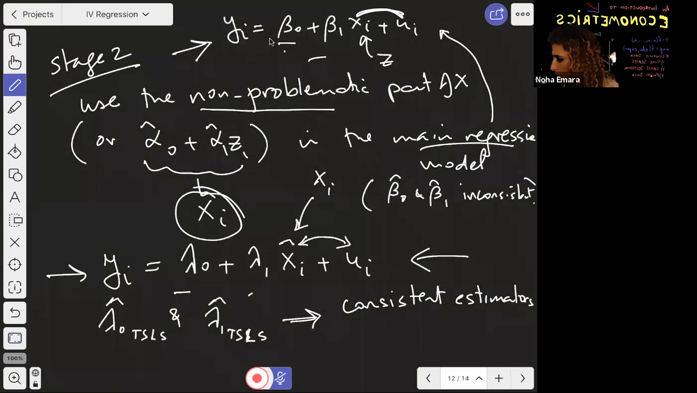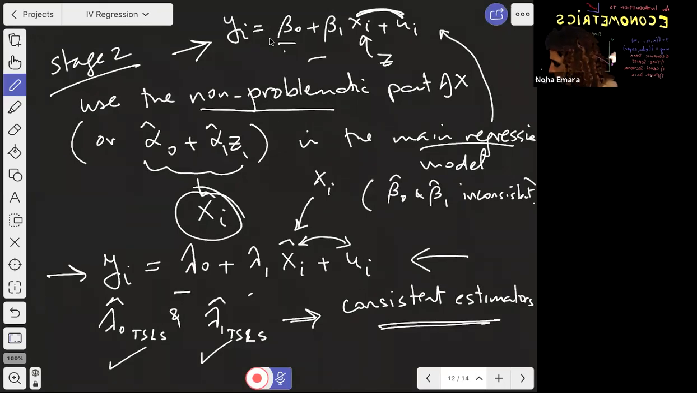So we went back to our model and we plugged in xi hat instead of xi. And by doing so, we are able to get consistent estimators, lambda node and lambda 1, and we call it the TSLS estimator. So we were able to get consistent estimators by doing the two-stage least square methodology, or estimation methodology.